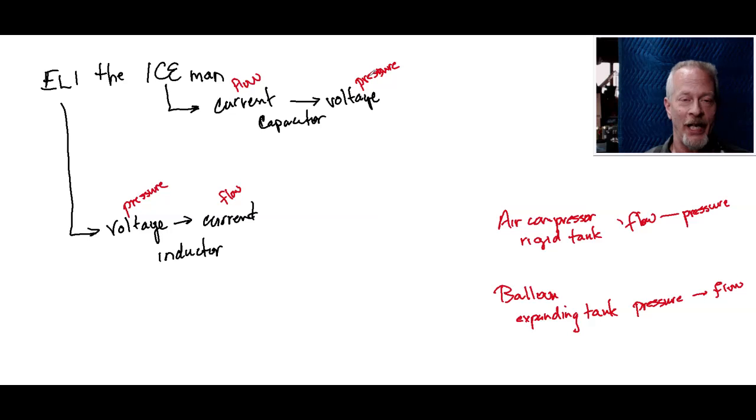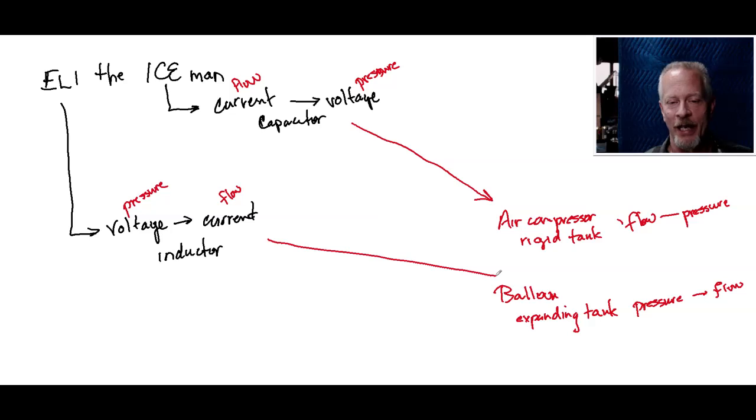So we have flow leading to pressure, pressure leading to flow. Clearly, from these two analogies, the capacitor looks like an air compressor tank and works like an air compressor tank, and the inductor works like a balloon, whereas you have to blow it up, you have to apply the pressure to the balloon before you get any flow of air into the balloon.